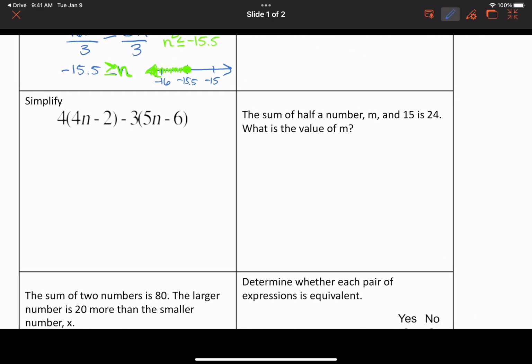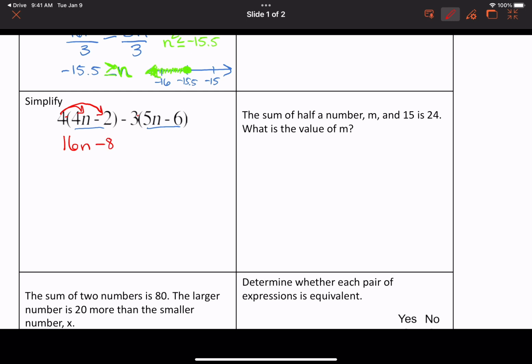Next, we have another simplify problem. And guess what? It's going to be the same exact thing. Go through PEMDAS. Do you have parentheses? Yes, but there's nothing inside the parentheses to actually do. Do I have any exponents? No, there are no exponents. Do I have multiplication and division? Yes, the distributive property. 4 times 4n is 16n. 4 times -2 is -8.